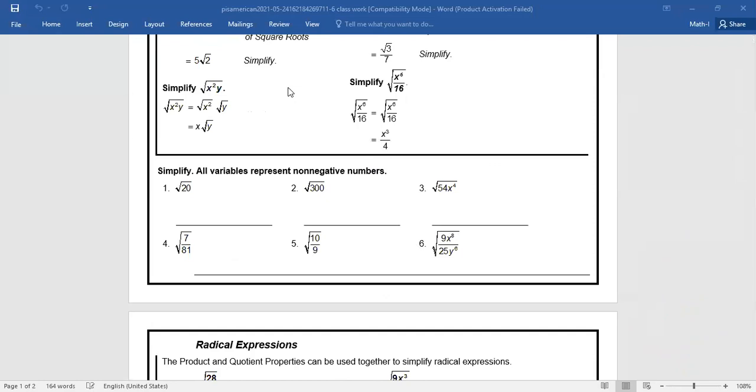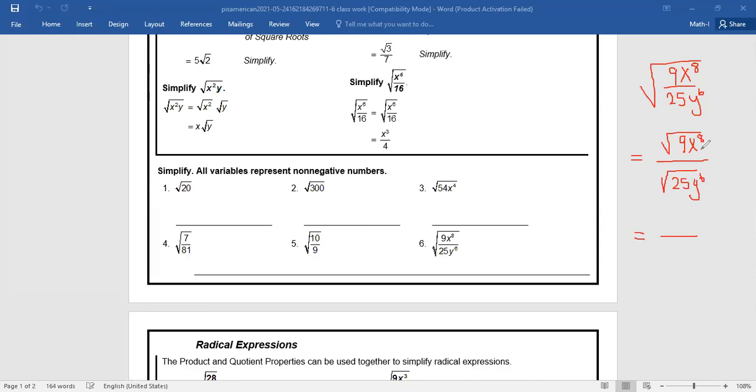Square root of 9x power 8 over 25y power 6. First step, we will divide into square root of 9x power 8 over square root of 25y power 6. So we said with a product, which is multiplication or division, we can divide. Now, who can tell me the answer, please?